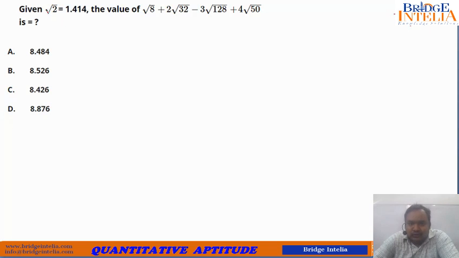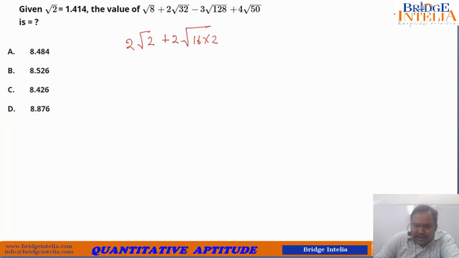Now root 2 is given to be 1.414. Based on that you have been asked to calculate the value of this. So now let's see what this actually is. Root 8 can be written as 2 root 2. And this is actually 2 root 16 into 2. So I'll take it step by step.